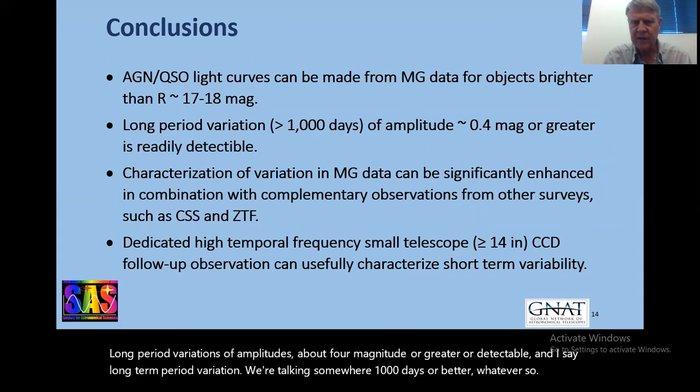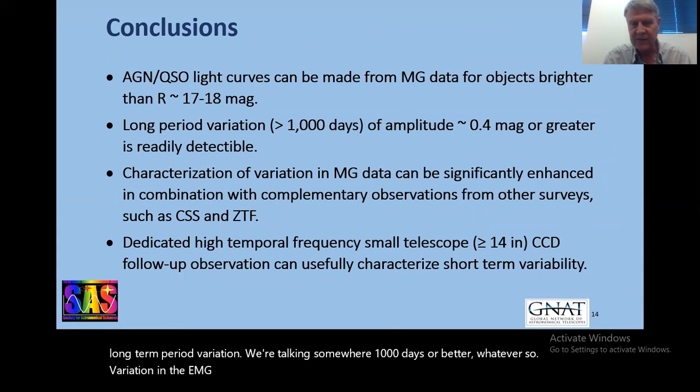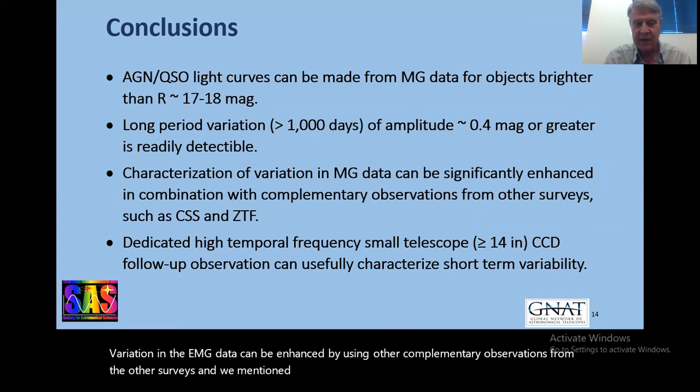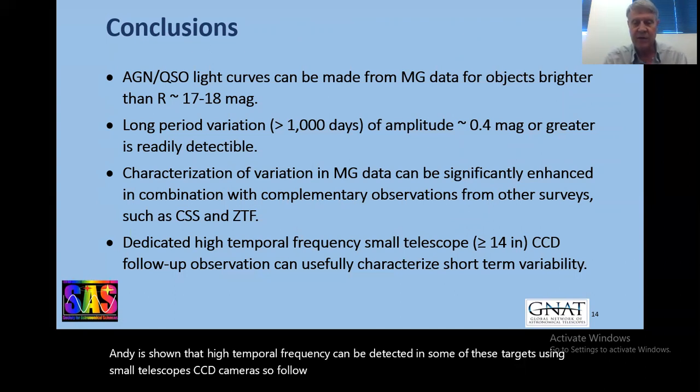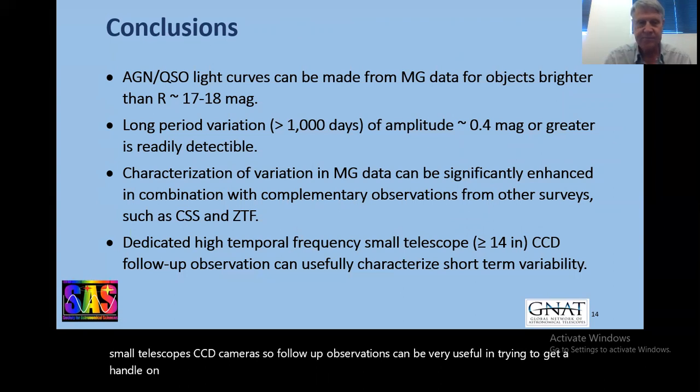The variation in the MG data can be enhanced by using other complementary observations from other surveys, and we mentioned two here, Catalina Sky Survey again, and also the ZTF. And Andy has shown that high temporal frequency can be detected in some of these targets using small telescopes with CCD cameras. So follow-up observations can be very useful in trying to get a handle on short-term variability.